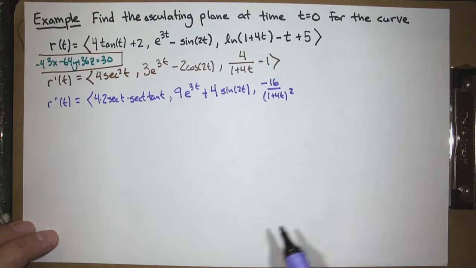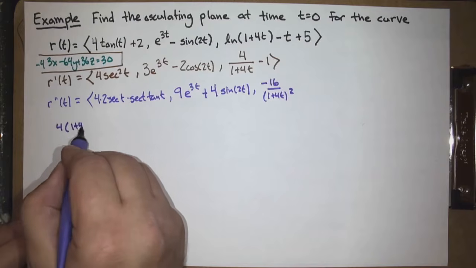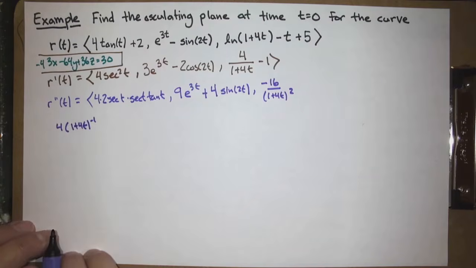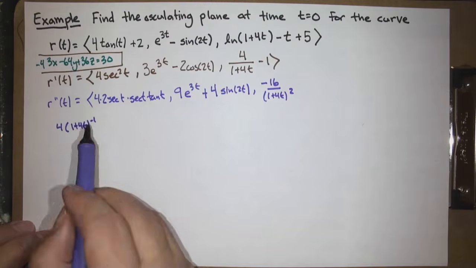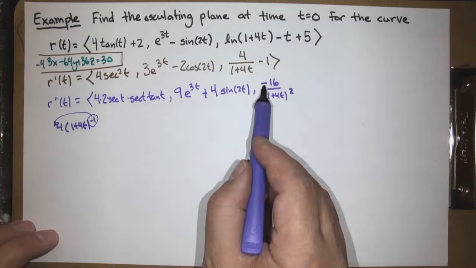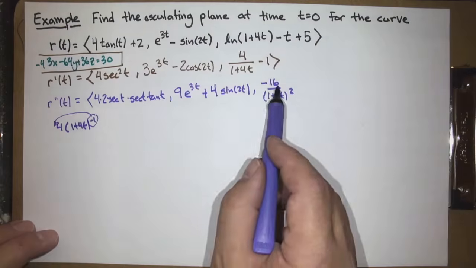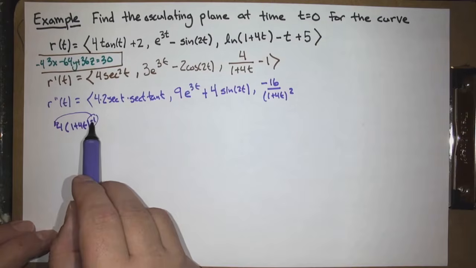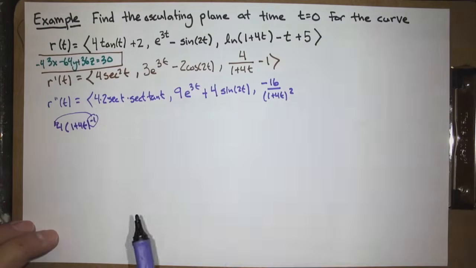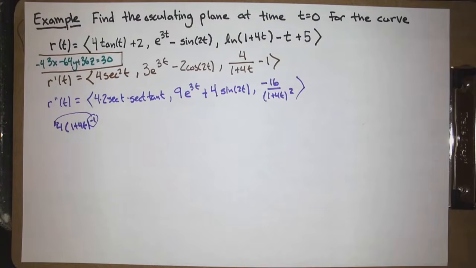Now, if that sounds weird, here's the idea. This is really 4 times 1 plus 4t to the minus 1 power, and chain rule. So the minus 1 comes down, that's where the negative comes from. The 4 sticks around. Then the derivative of the inside gives another 4, that's why you get up to 16. And it's going to be to the negative 2 power, that's why you get squared downstairs. And the derivative of minus 1 is 0. So there's the function, first derivative, second derivative.